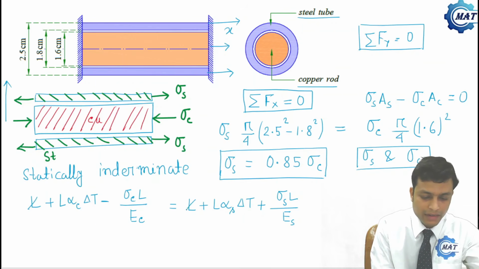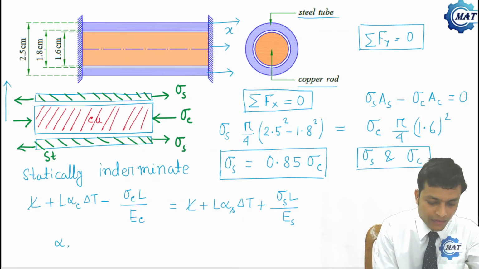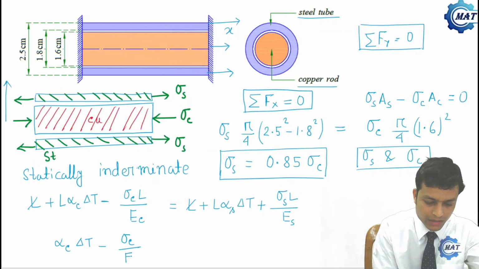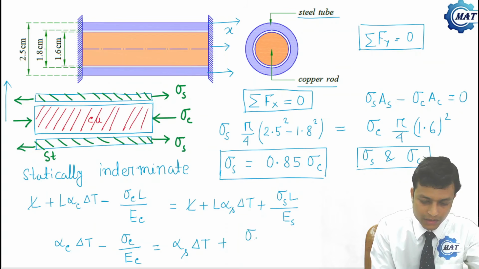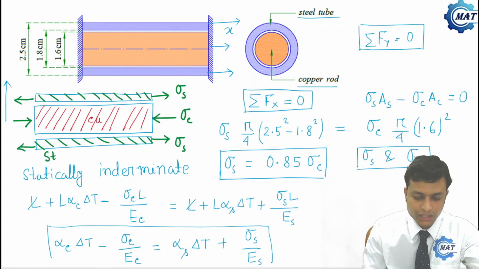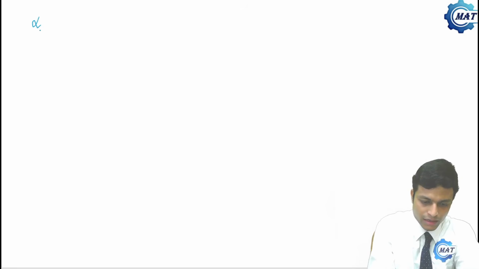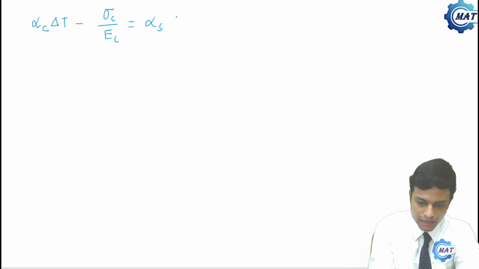Now we can cancel L on both sides and rearrange the equation: alpha C delta T minus sigma C by EC is alpha S delta T plus sigma S by ES. So this is my boundary condition. Now put in the values and you will get a relationship between sigma C and sigma S.